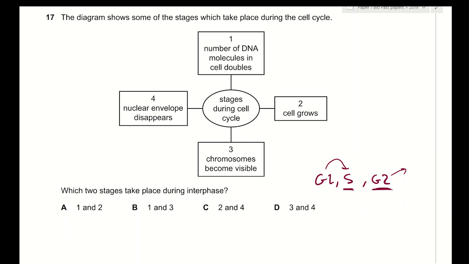Therefore, let's see the suggestions that we have here. 1. Number of DNA molecules doubles. This is correct, and this happens in the S phase. 2. Cell growth. Yes, it does grow in the G1 and G2. This is correct. 3. Chromosomes become visible. Now, this is incorrect. Chromosomes become visible at the start of prophase, so early prophase. And 4. Nuclear envelope disappears. This is incorrect because the nuclear envelope disappears in late prophase, not in interphase. Therefore, 3 and 4 are incorrect, and the answer is going to be 1 and 2, which is A.